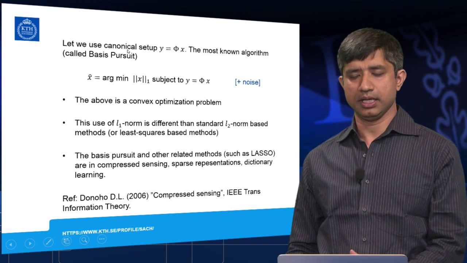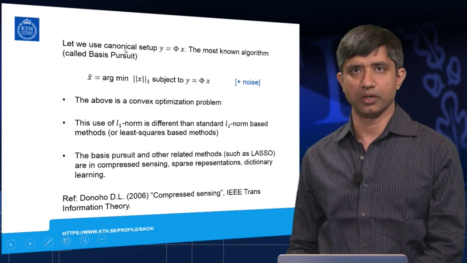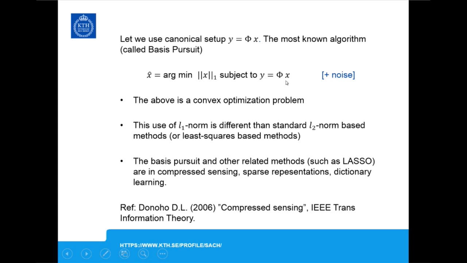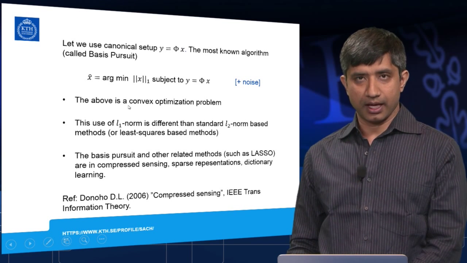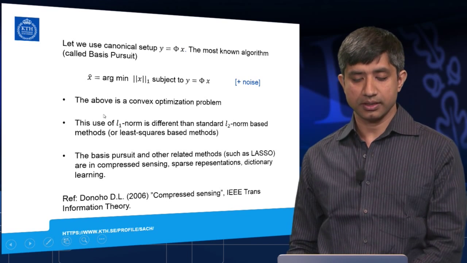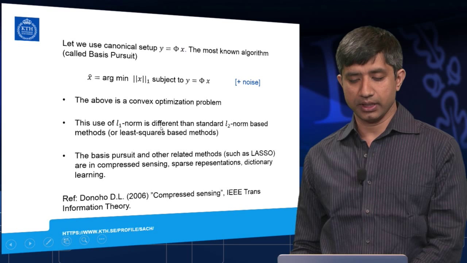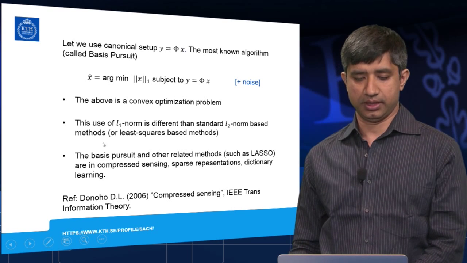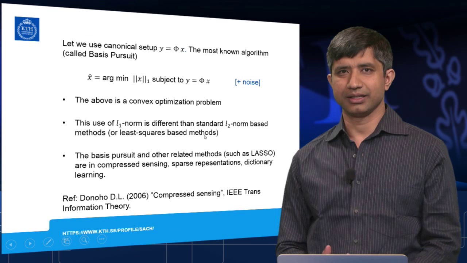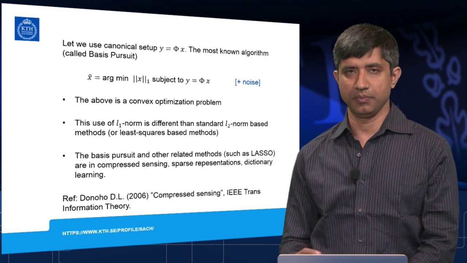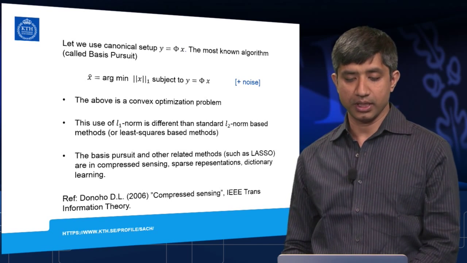Let us use the canonical setup y equal to phi x. The most known algorithm called basis pursuit solves this optimization problem. That means minimization of the L1 norm of the solution subject to y equal to phi x. And often we have additive noise as an environmental noise. Now, the above is a convex optimization problem, and we can exactly solve for x in certain conditions, and this use of the L1 norm is different from standard L2 norm based methods or least square based methods. So, least square based methods or L2 norm based methods are the backbone of many traditional signal processing and machine learning methods, but this use of L1 norm is different.